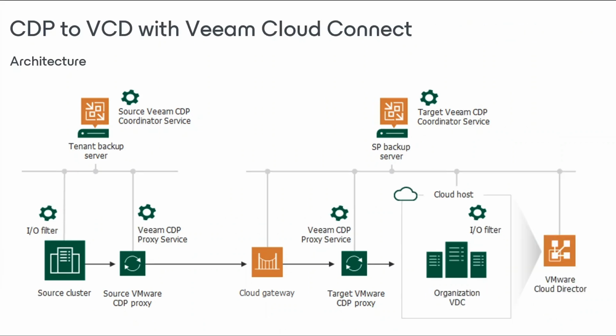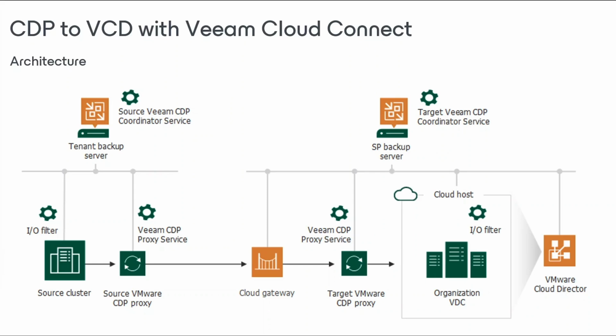In this architecture, we also have Veeam Cloud Connect, but instead of using VMware vSphere, we're using VMware Cloud Director. Here, the service provider allocates the compute, storage, and network resources to the tenant and provides them by means of a virtual data center, or VDC. Everything in this case is configured through VMware Cloud Director.